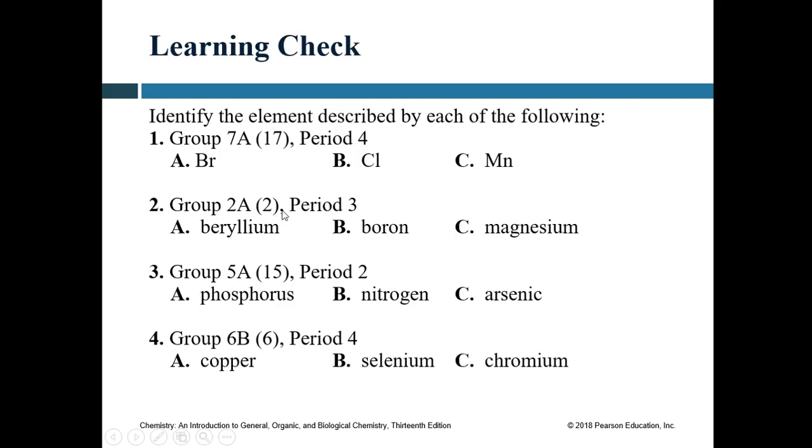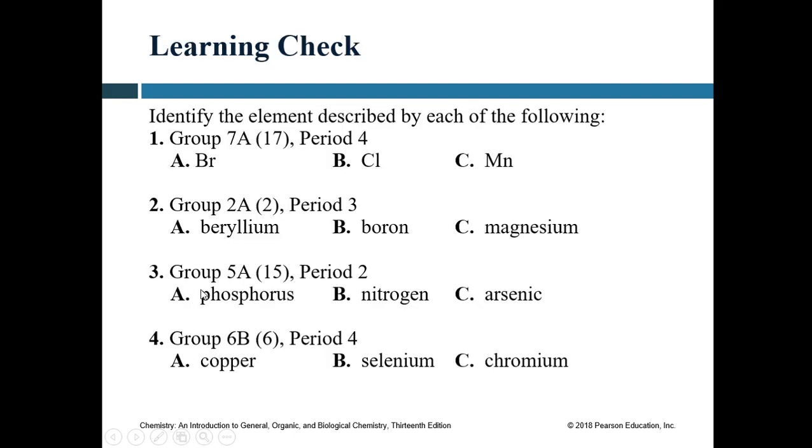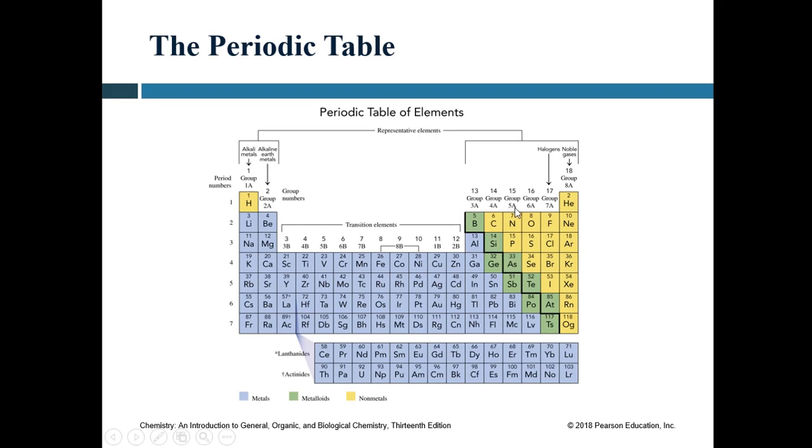Next one, group 2A, period 3. Here's period 1, 2, and 3, so that's going to be magnesium. All right, group 5A, period 2. So here's group 5A, period 2. Here's our first period, so our second period, that would be nitrogen.